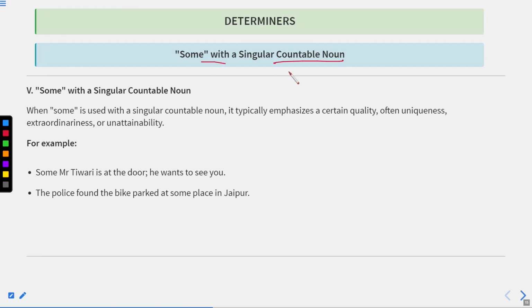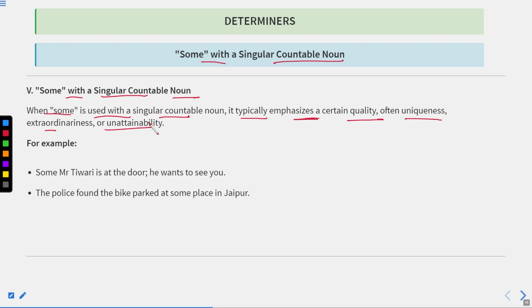Now, some with a singular countable noun. When some is used with a singular countable noun, it typically emphasizes a certain quality, often uniqueness, extraordinariness, or unattainability. Whenever we talk about countable nouns, if we say that we have to use some before countable nouns, obviously these countable nouns should be plural. But if the countable noun is singular, then why are we using the word some with it? To show some part of that particular thing. It means here we have used that countable noun as uncountable, or you can say some shows the uniqueness or the quality of that particular person.